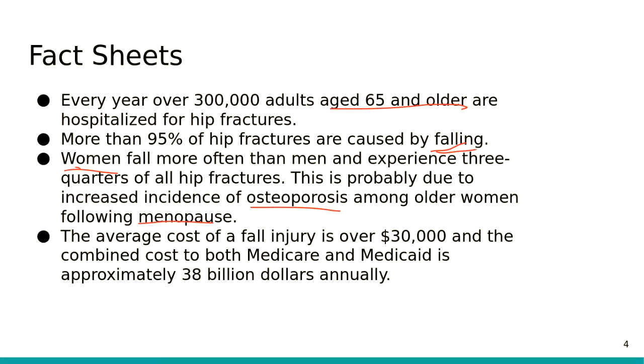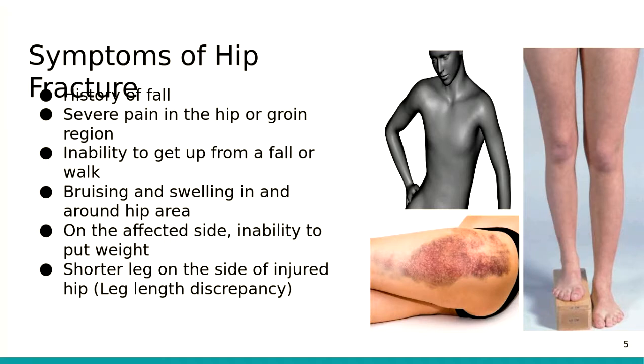Next. And here are the symptoms of hip fracture. As I mentioned before, there will be a history of fall, and the patient will have severe pain in the hip or groin region. He will be unable to get up from a fall or walk. There will be bruising and swelling in and around the hip area, and on the affected side, inability to put weight. Shorter leg on the side of the injured hip, which is also known as leg length discrepancy. And here is the picture of leg length discrepancy.